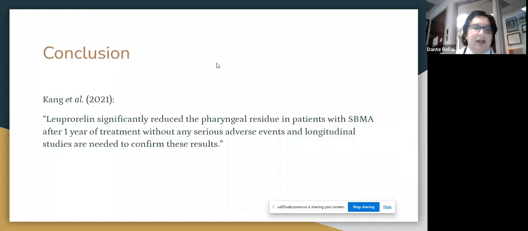Overall, they concluded that leuprorelin significantly reduced the pharyngeal residue in patients with SBMA after 1 year of treatment without any serious adverse effects. But they cautioned that longitudinal studies were needed to confirm the results. So, as I said, a current active area of research is looking at ways of using androgen suppression to potentially help Kennedy's patients. But unfortunately, more research is needed currently. There aren't very many studies in existence, given that it's an orphan illness.